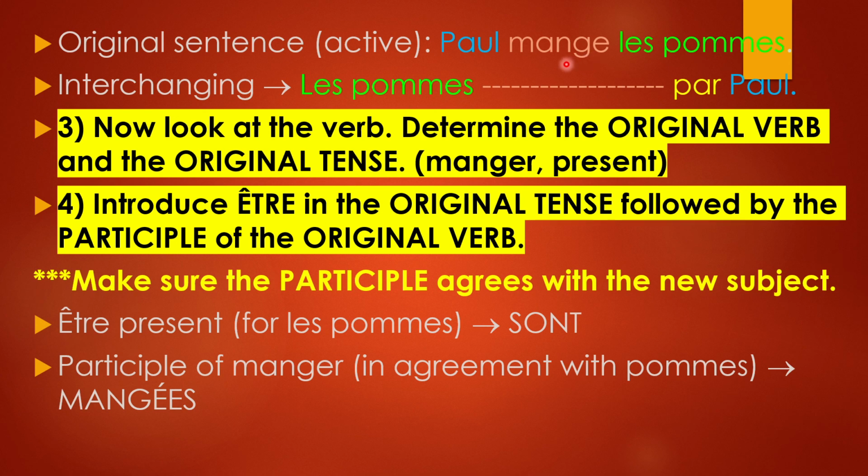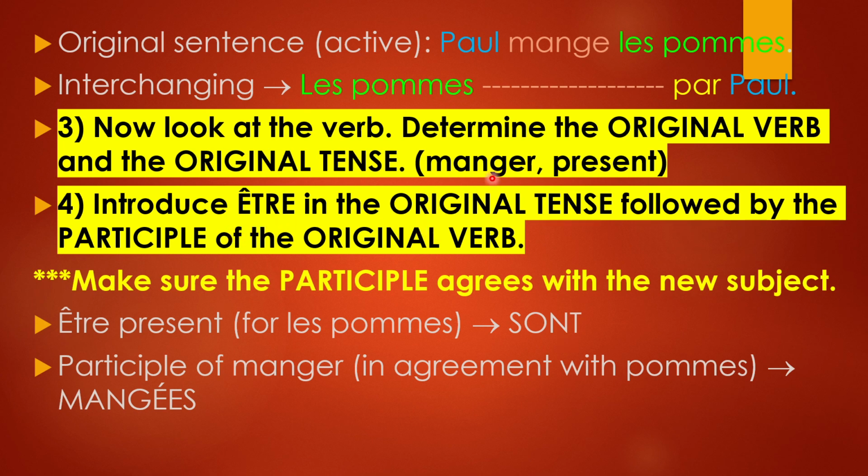Okay. After you do that, and after you're sure about that, you have to do your last step, which is introduce être in the original tense and follow it up with the participle of the original verb. The participle has to be in agreement with the new subject because we are using être as an auxiliary. Okay, so être has to go into the original tense, that is être goes into the present tense now for les pommes, and it becomes sont. Okay, the participle of the original verb is placed after that.